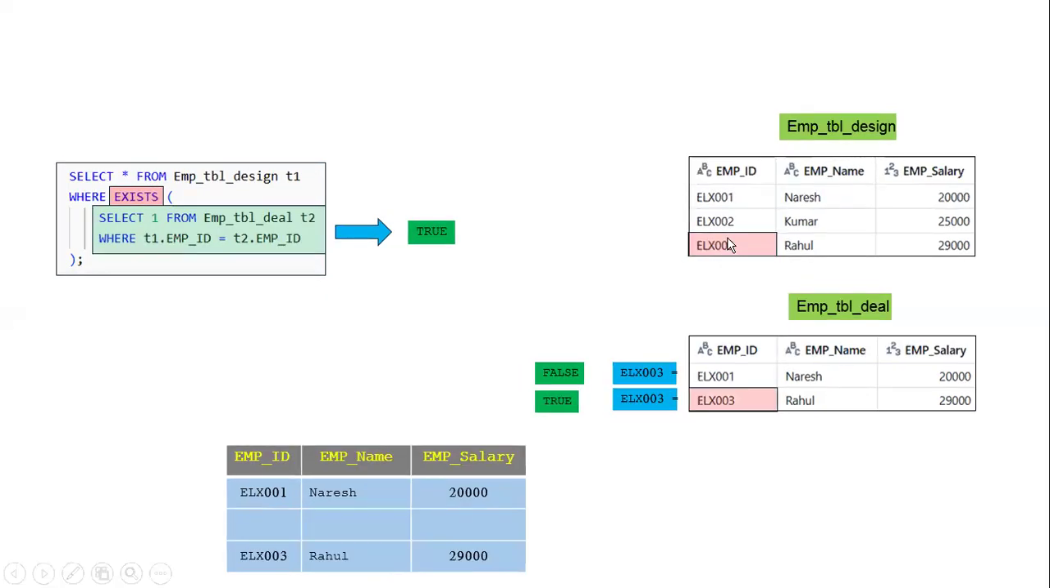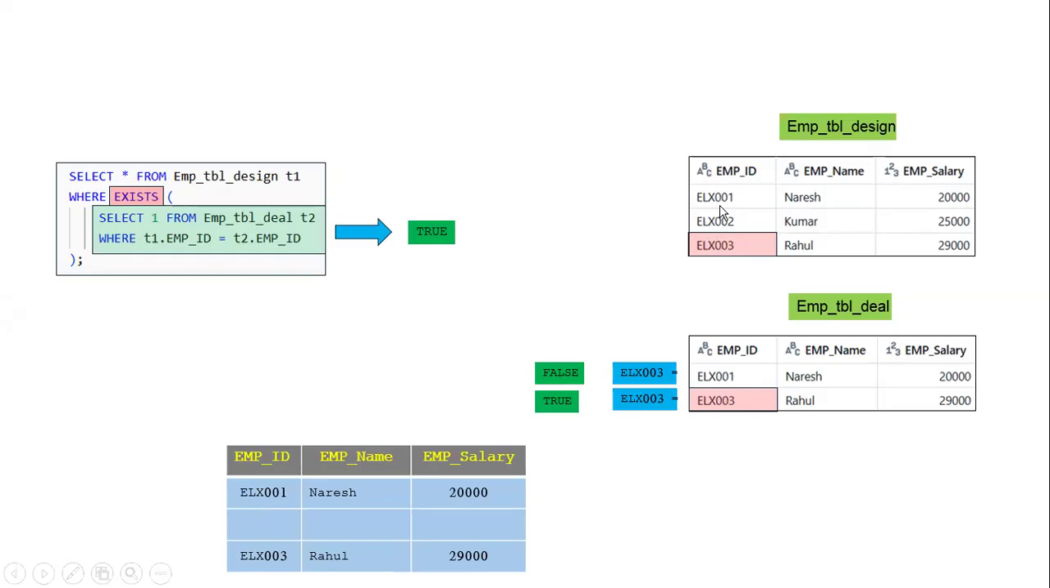ELX 003, this record, we are comparing with each and every record of table 2. ELX 003 is equal to this one? False. Next, ELX 003 is equal to ELX 003. That means true, it is matching. So now our inner query output is true, which means we are going to print this record here. See here, ELX 003, Rahul, 29,000.